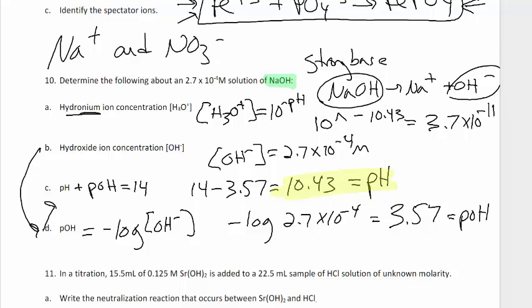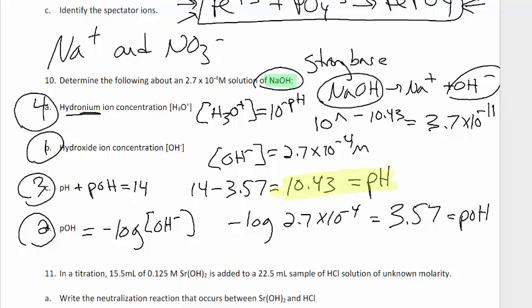So again, because it was a base, I went right to the hydroxide concentration first. And then once I knew the hydroxide concentration, which is what's given, I went to the pOH. After that, I did the pH and then did the hydronium concentration. That would be the easiest order to complete that.